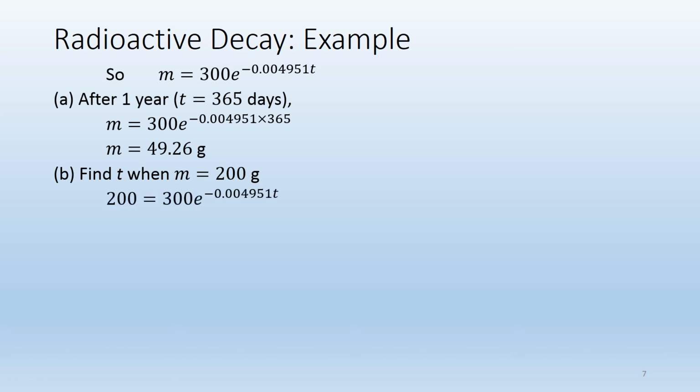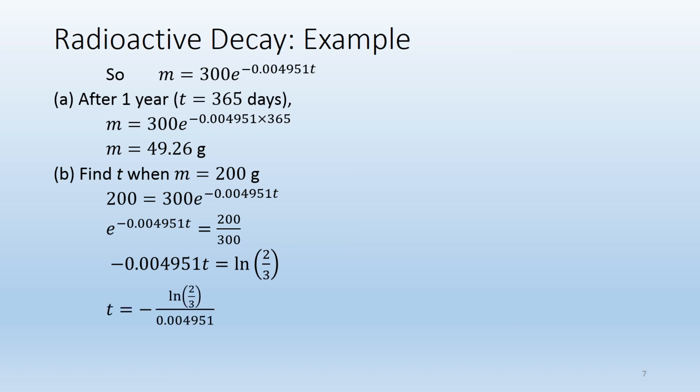In the second instance, we want to find t when our mass is 200 grams. So we'll put the 200 in for m. We'll use the equation that we've worked out. And now we're trying to find t. So once again, we'll divide both sides by 300 firstly. And then we'll undo the e to the power of by taking the natural log of both sides. Getting t by itself, we'll work that out on our calculator to get 81.9 days.